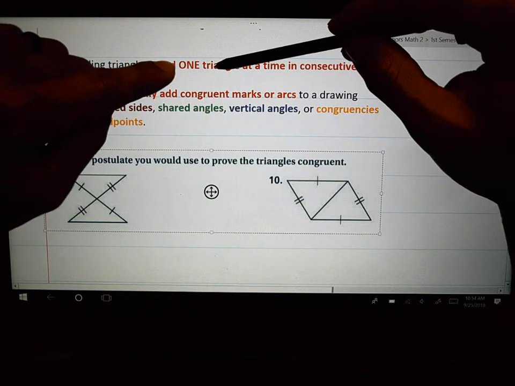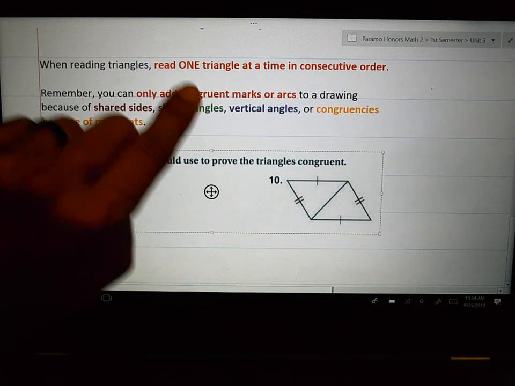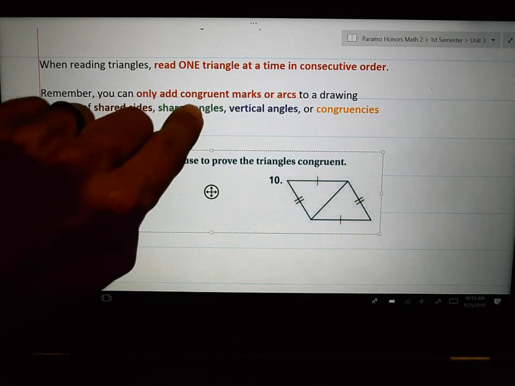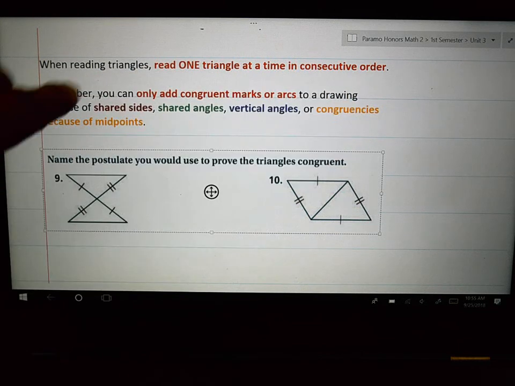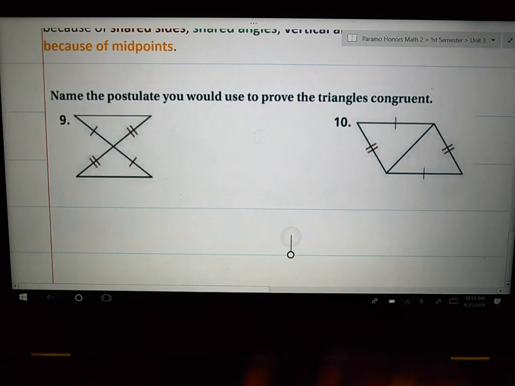One triangle at a time. Make sure that they're touching or in consecutive order. Don't add anything unless it's shared, it's vertical, or there's congruencies because of midpoints. Here are your last two examples. Number 9 and number 10 are in your book. If you want to do these in your book, you are welcome to do so.